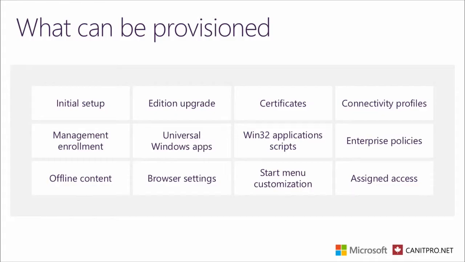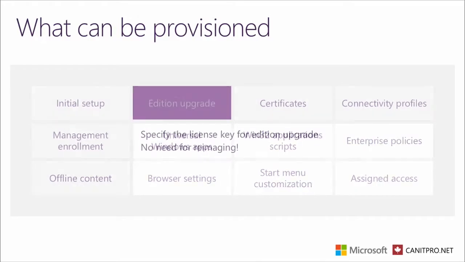So what can be provisioned? There's a lot, right? We're going to go into detail, but just top of mind for me: management enrollment, what I can and cannot access, universal or Win32 apps, enterprise policies, what I can and cannot access amidst my organization, even start menu customization. That's a big deal. We've heard a lot of feedback that says, I want to customize the experience on said device. How do I do that? And that can be provisioned right out of the gate on the device at start.